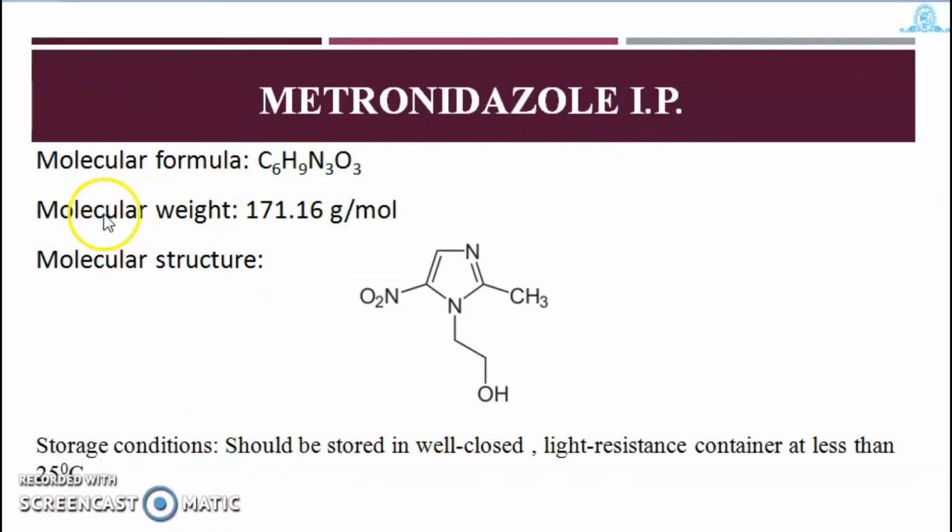Metronidazole IP has the molecular formula C6H9N3O3 and the molecular weight is 171.16 gram per mole. You can see the structure of metronidazole. The storage condition for metronidazole is that it should be stored in a well closed, light resistant container at less than 20 degrees Celsius.